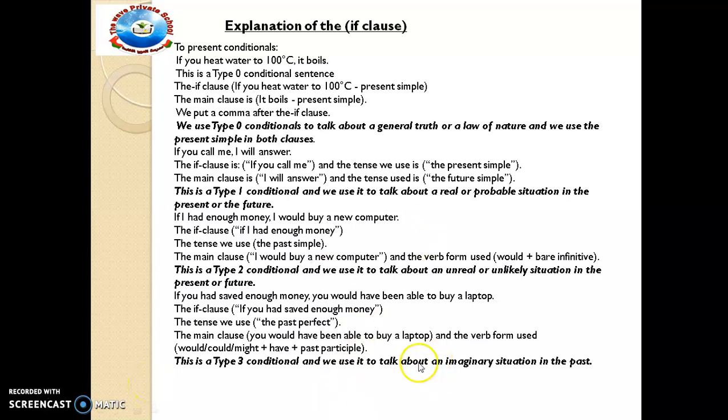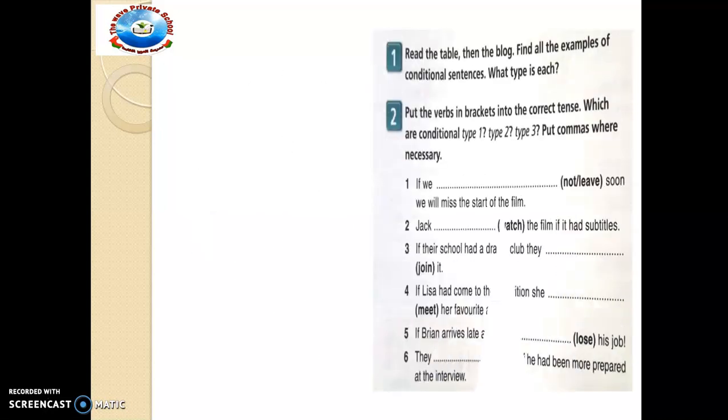And what is type 3 conditional? We talk about an imaginary situation in the past. So that becomes a type 3 conditional. Please make sure you read this to understand it. Okay, let's make progress now to question number 1. It says, read the table, then the blog. Find all the examples of conditional sentences. What type is each? Okay, let's check.